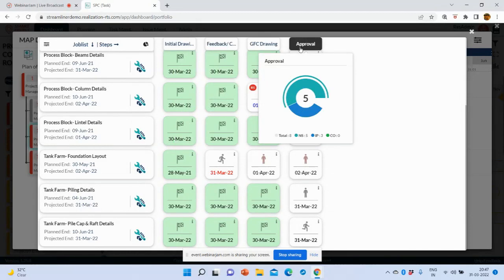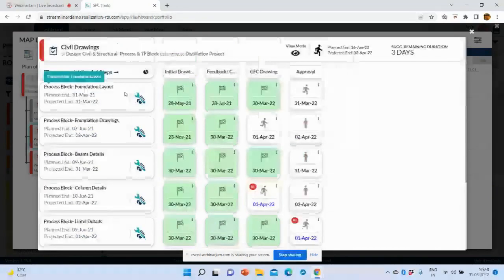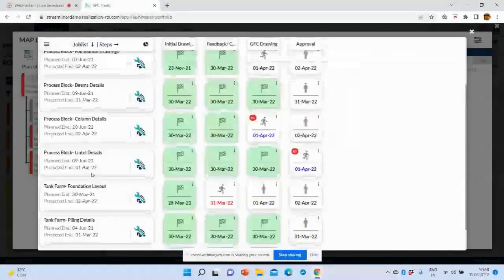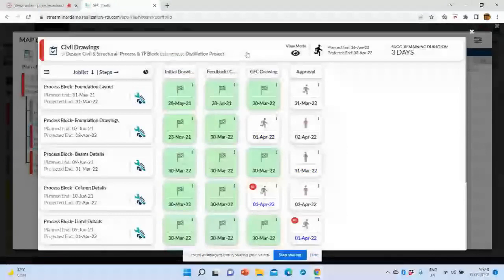completed. So for example, in civil drawings, you don't have one drawing, but individual details. Each drawing has to go through the initial drawing submission, then the feedback and comments, then the good for construction drawing submission, and then approval. So there are steps in each of them. So each drawing is going to the micro level of detail where you can assign resources if you want.